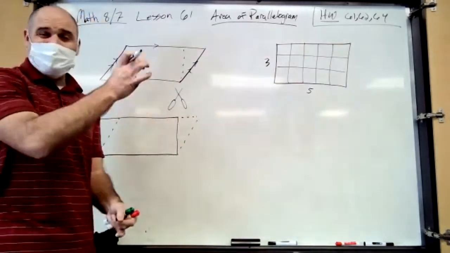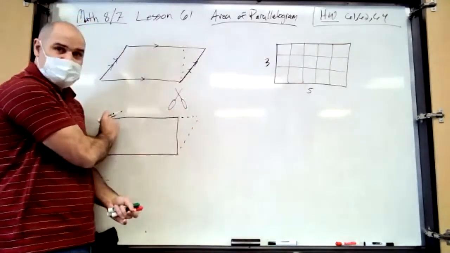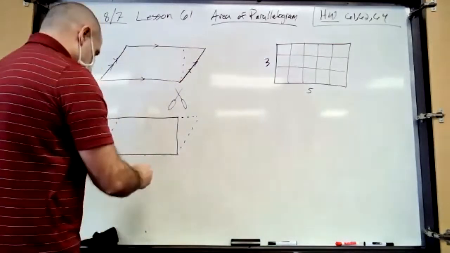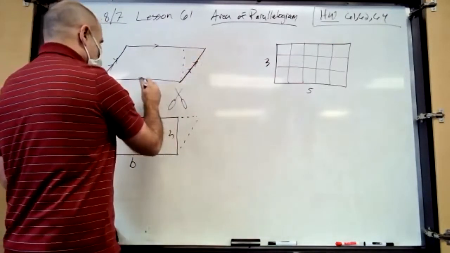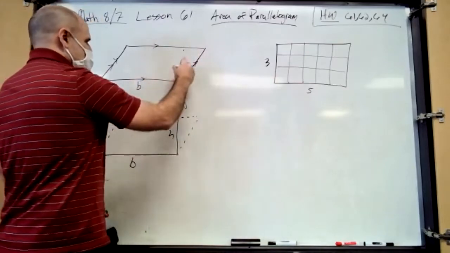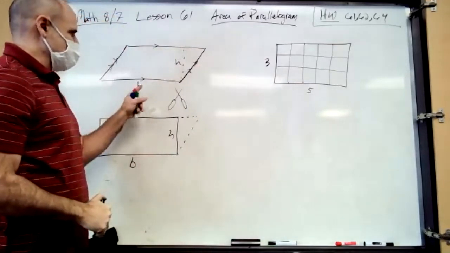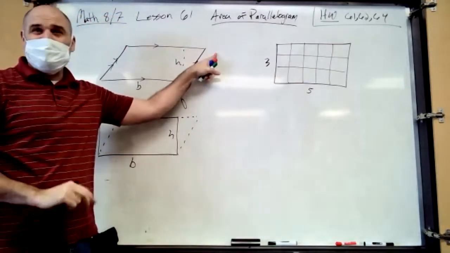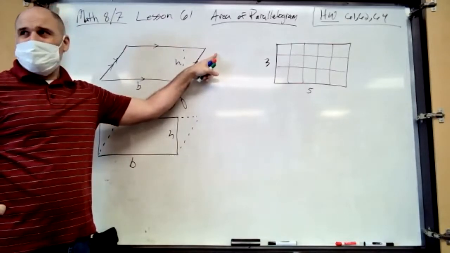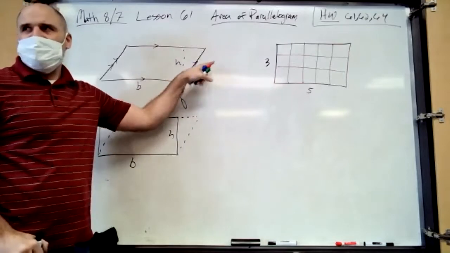So did I change the area at all? No, this is still the same amount of space as it is right there. So what is that? That's the base times this height. Well, usually if they give you a parallelogram, they're not going to give you just the sides. Because this side here, this length is useless when it comes to area. This is not the height of the parallelogram. That's just the length of one of the sides.